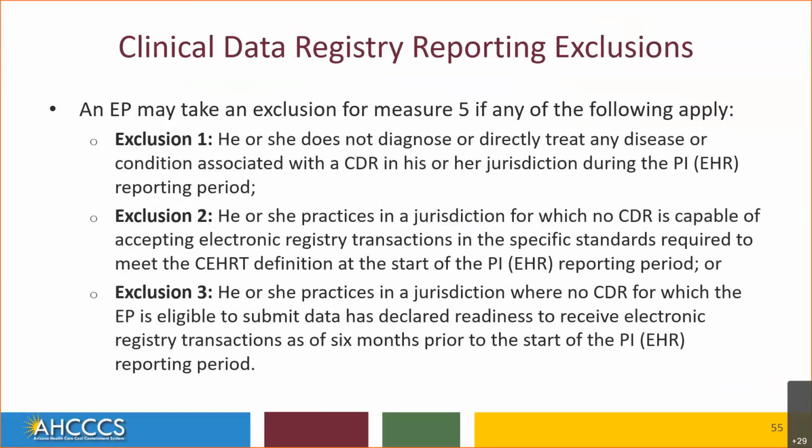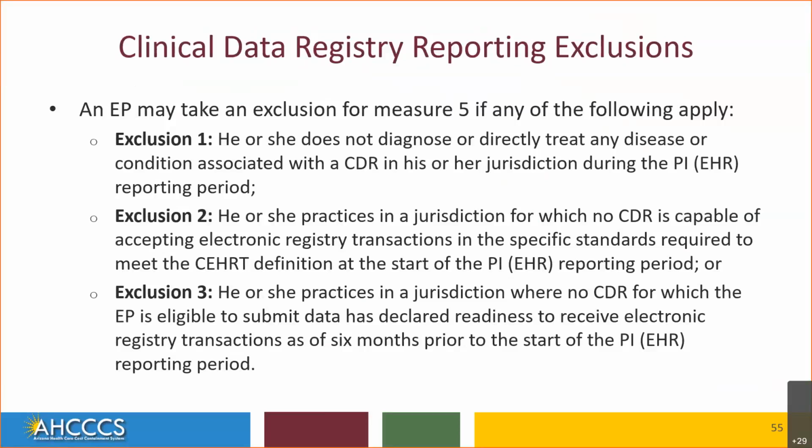Let's discuss the exclusions underneath this measure. So exclusion 1, he or she does not diagnose or directly treat any disease or condition associated with a clinical data registry in his or her jurisdiction during the PI reporting period. Keep in mind that for jurisdiction that can be broad. It can be state, it can be regional, or it could be national level.